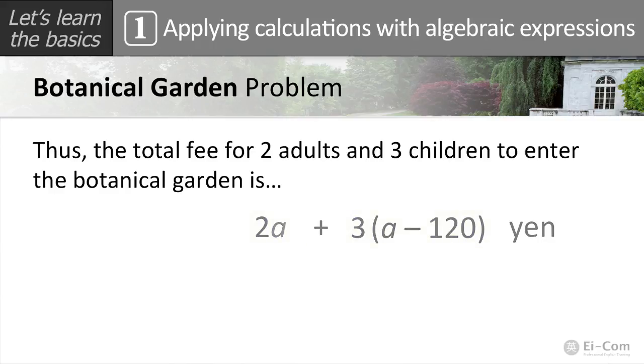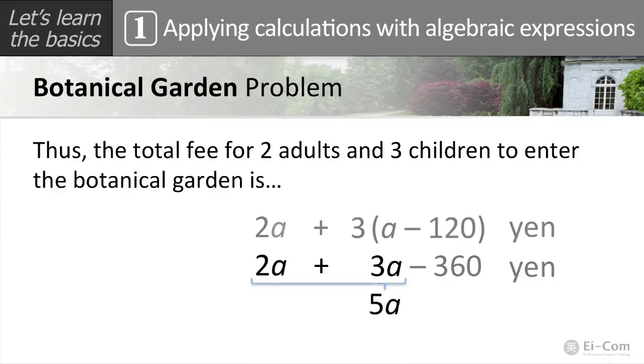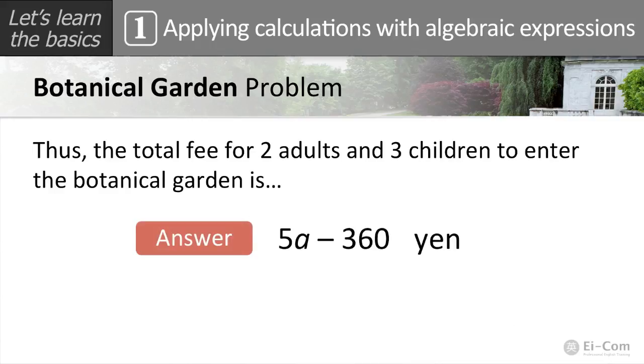Now let's simplify the expression. 2a is simply 2a. Bring the plus sign down. Now, removing the parentheses, we get 3a minus 360. Next, we combine like terms to get 5a minus 360. So the answer is 5a minus 360 yen.